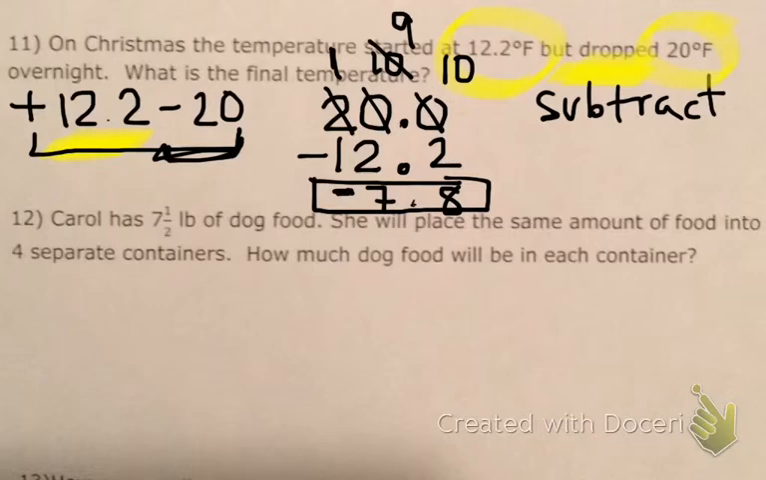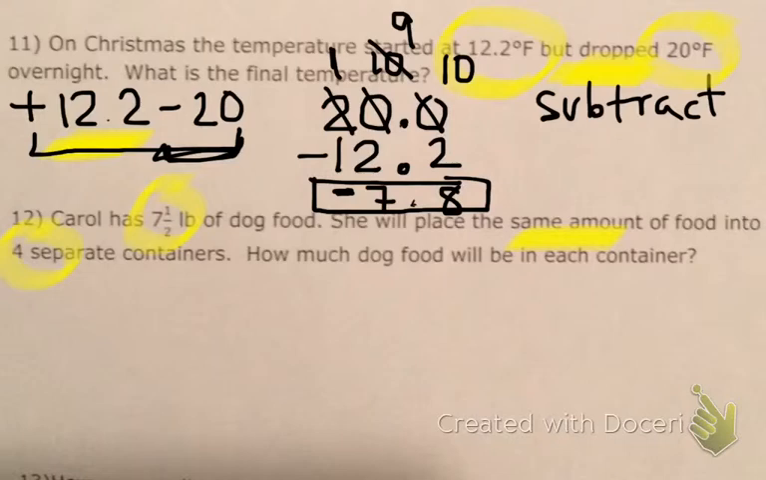Second question. Carol has 7.5 pounds of dog food. She'll place the same amount of food into 4 separate containers. How much dog food will be in each container? Okay, so maybe we don't know if we're adding, subtracting, multiplying or dividing.